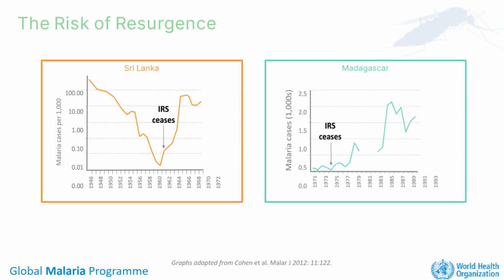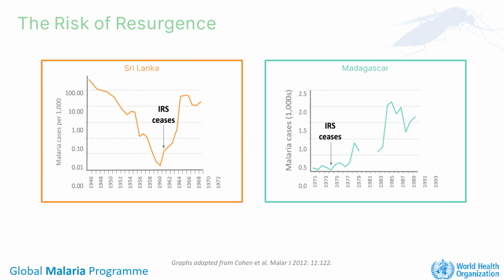On the right, we have an example from the highlands of Madagascar. All IRS was ceased in 1975, and cases began resurging. Other programmatic declines occurred in 1979, and then the increase in cases became exponential. In both of these cases, the withdrawal of vector control was not the only factor that contributed to the resurgence of transmission, but it was an important one.